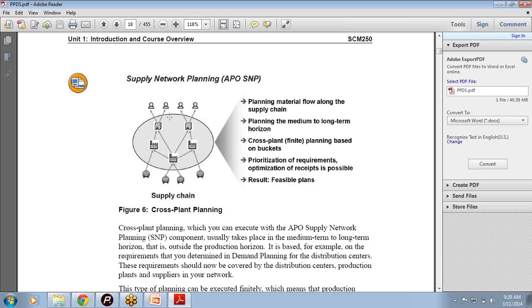Okay, I hope this is clear. Typically, the planning for the whole supply chain is done in SNP, supply network planning. But as I said, supply network planning is medium to long term planning, meaning we can plan up to a horizon of 1 year or 2 years. Typically, the planning done for a shorter horizon, say the next 15 days or next 1 month, is done in PPDS, that is production planning and detailed scheduling.